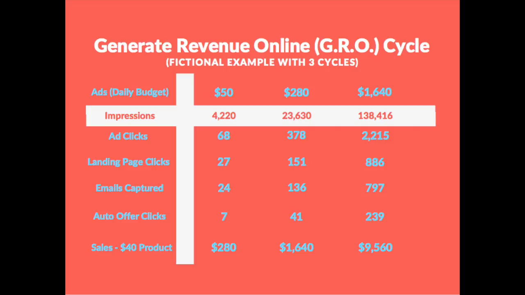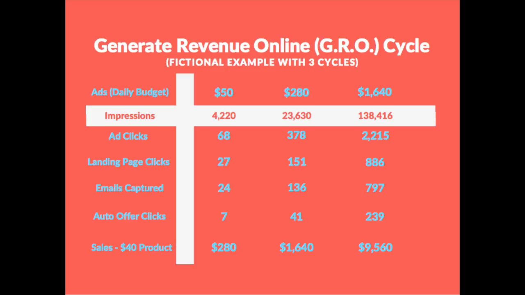So some people are like, you know what? I clicked on it, but now that I see this, they want my email. I don't want to give you my email. Fine. 797 people actually gave you the email. You sent automatic email pitches to all of them. Only 239 people actually said, you know what? This is worth it. I'm going to buy. It's $40. You made $9,560 that week.